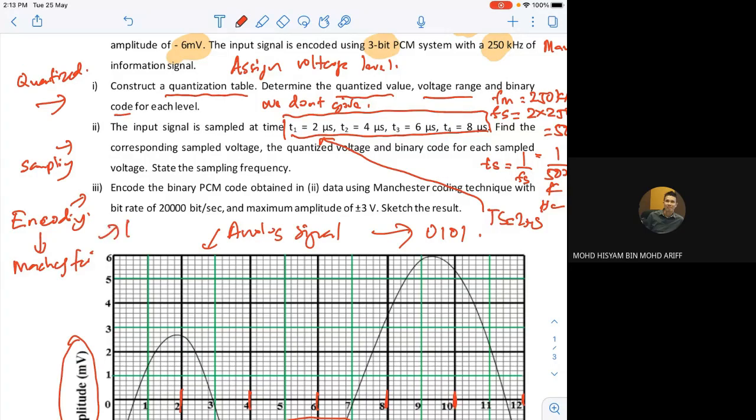Manchester is underlined, coding. Okay, so let's solve this problem.